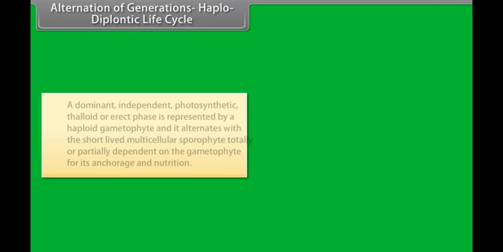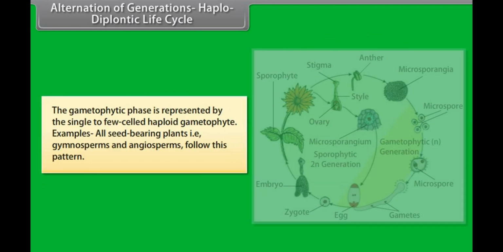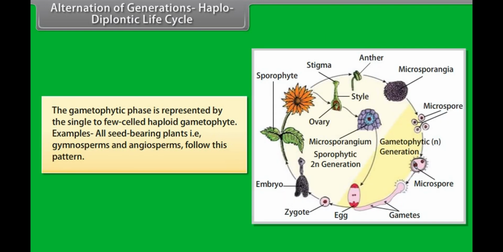Alternation of generations: Haplodiplontic life cycle. A dominant, independent, photosynthetic, thalloid or erect phase is represented by a haploid gametophyte, and it alternates with the short-lived multicellular sporophyte totally or partially dependent on the gametophyte for its anchorage and nutrition. The gametophytic phase is represented by the single to few-celled haploid gametophyte. Examples: all seed-bearing plants, that is, gymnosperms and angiosperms, follow this pattern.